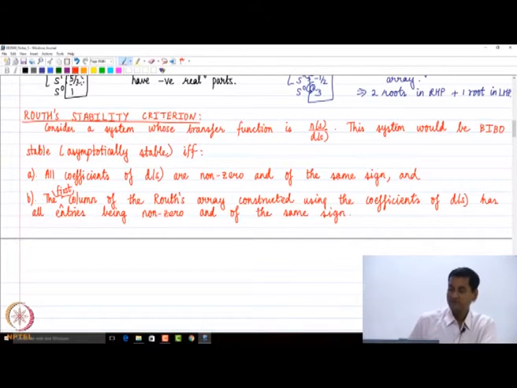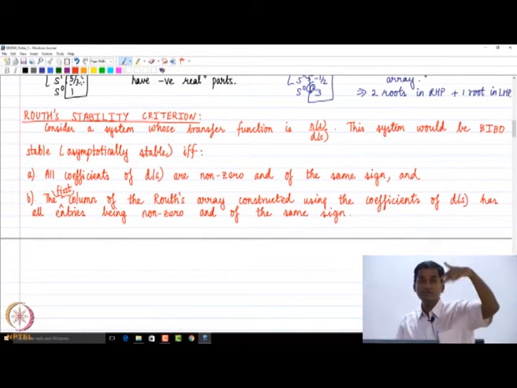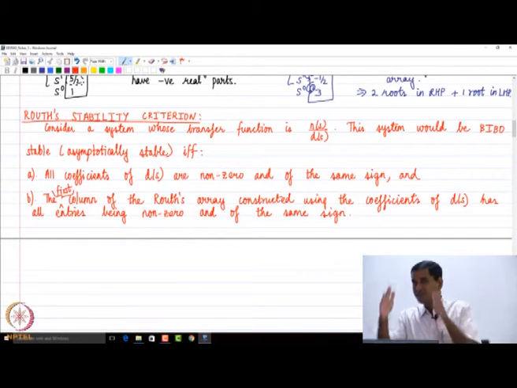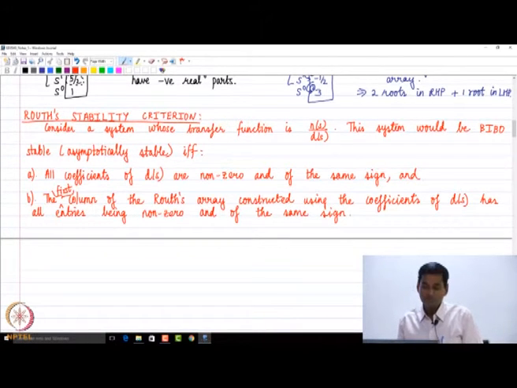Okay, those are the two conditions. Once again, please note that BIBO stability, or asymptotic BIBO stability, means you can't have poles on the imaginary axis either. That's ruled out. So I can't say I will have a 0 in the first column. No, I should have non-zero entries in the first column, and they should all be of the same sign. Those are the two conditions as far as the Routh stability criterion is concerned. This is what is called the Routh stability criterion.